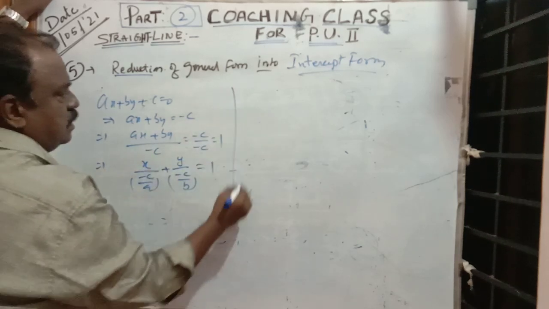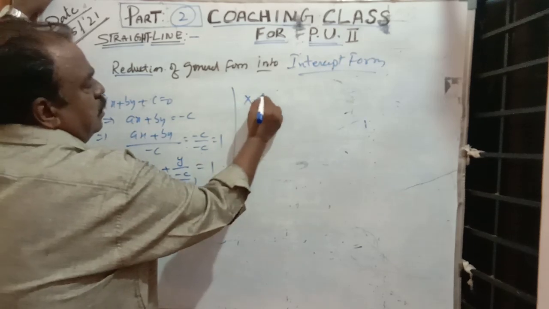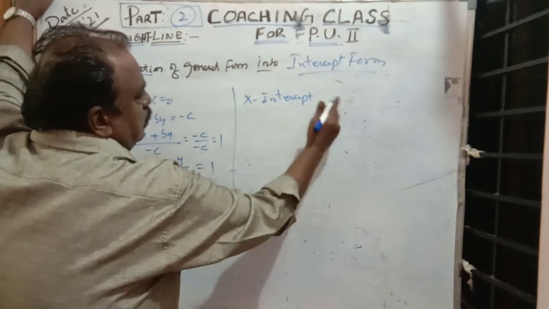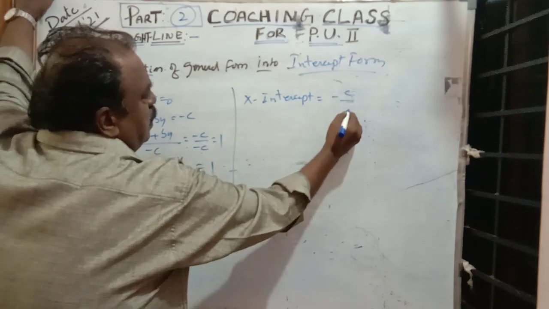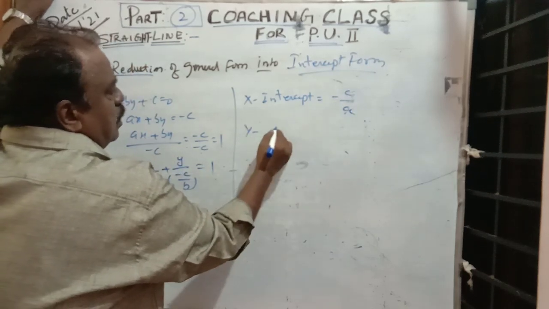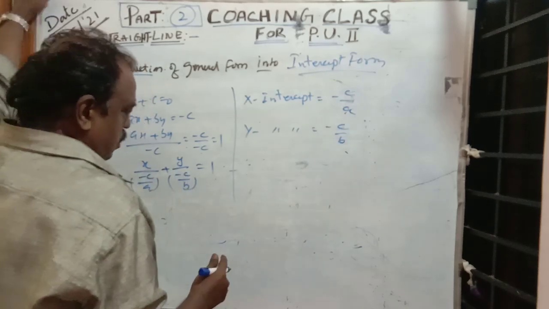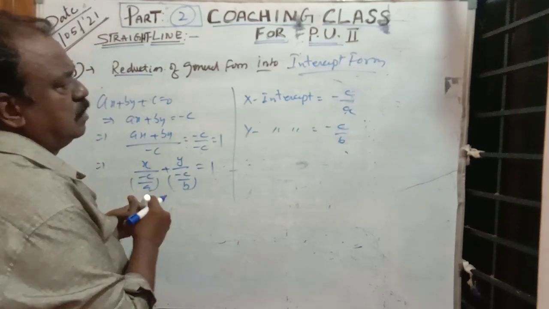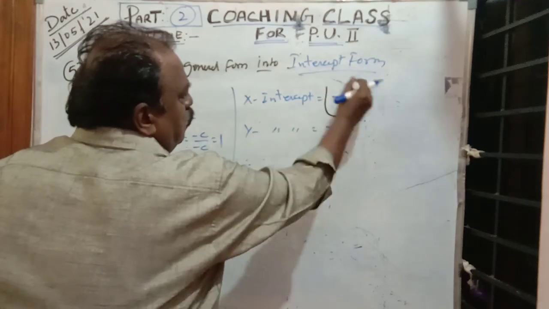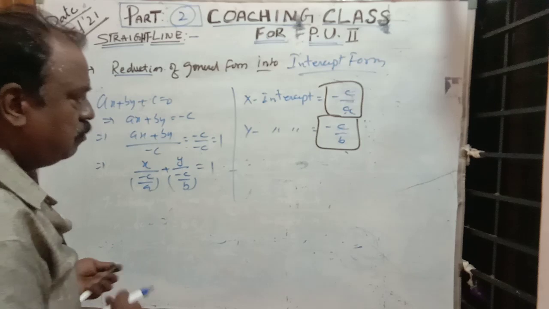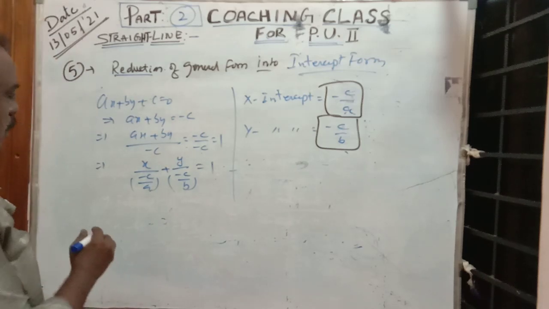So what is the x-intercept? X-intercept is equal to minus c by a, whereas y-intercept is minus c by b. These are the formulas. The x-intercept we already know, and the y-intercept, again we are getting that formula. Then, example.